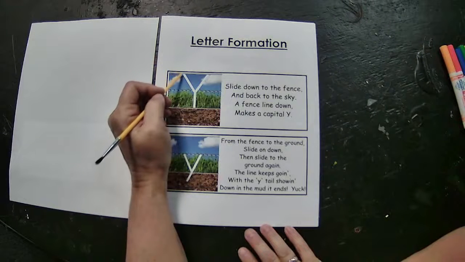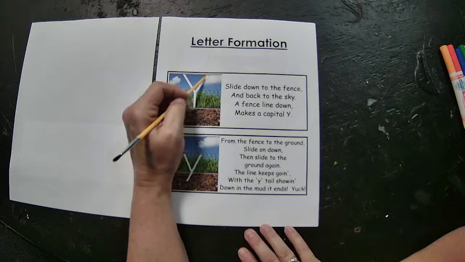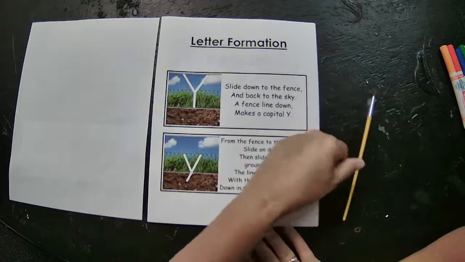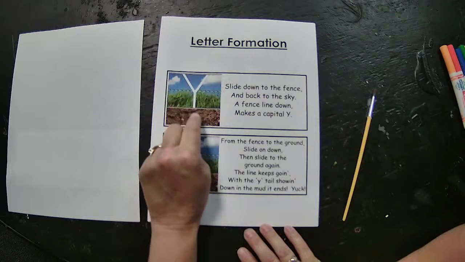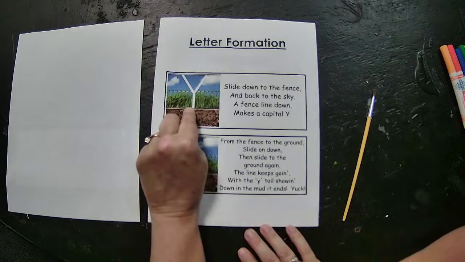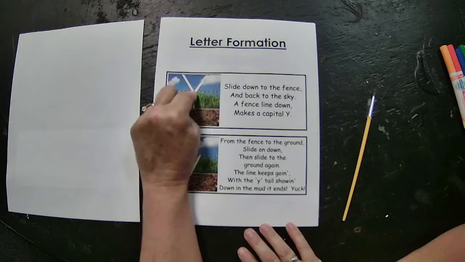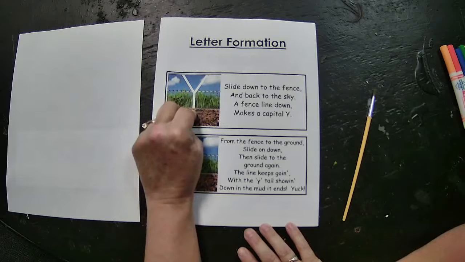Slide down to the fence and back to the sky. A fence line down makes a capital Y. Okay, let me use my finger. So start up here in the sky, the top line. Are we down here in the dirt? No. Do we stop at the ground? Yes. Okay, so let's go again. Slide down to the fence and back to the sky. A fence line down makes a capital Y.